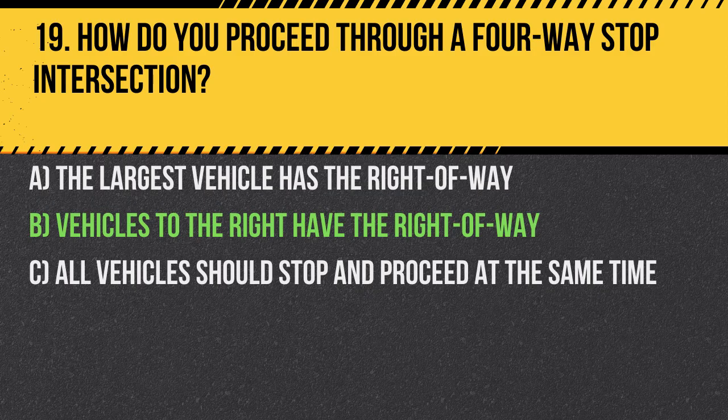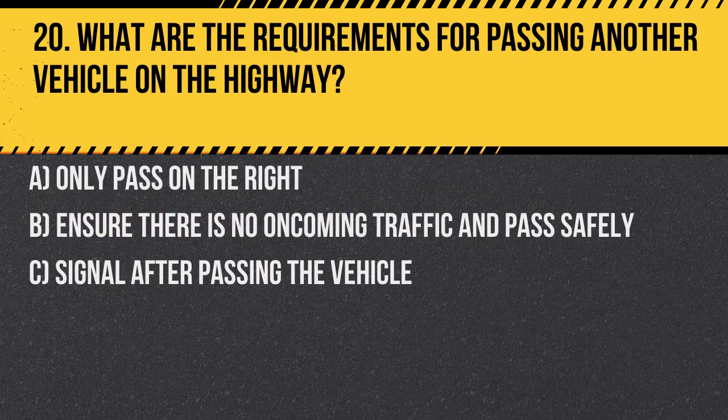Answer B. Vehicles to the right have the right-of-way. The first vehicle to stop or vehicles to the right should be given priority. Question 20. What are the requirements for passing another vehicle on the highway?